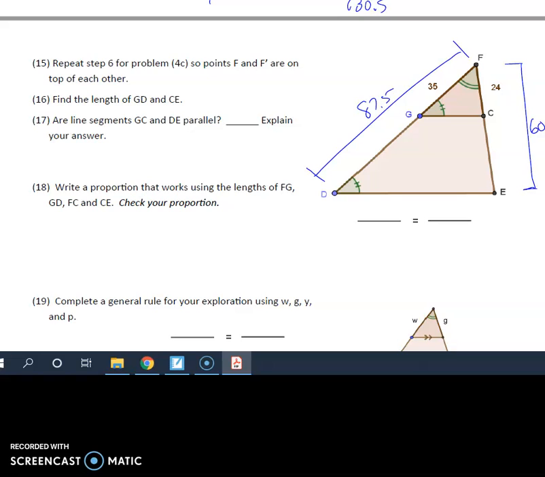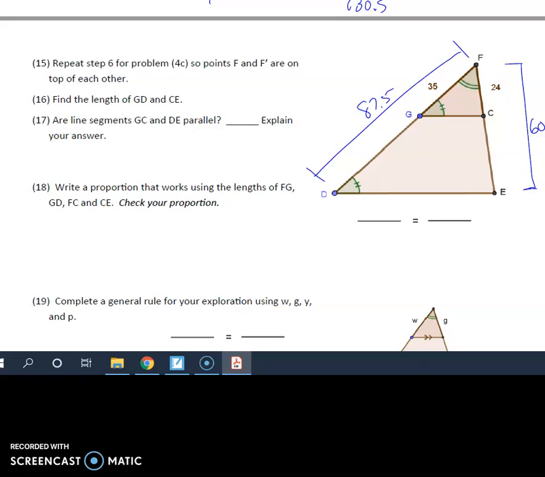So if you would go ahead and find the GD piece and the CE length, again, the lengths parallel, as in GC and DE, set the proportion. You may have a different way of setting it up. We're trying to find some consistency that will work here. And then when you're finished, move on to problem 19 and develop a general rule. So based on the setup you're doing, how would you set the proportion using the letters, and then cross multiply to get that final answer. When you're finished, turn the video back on.